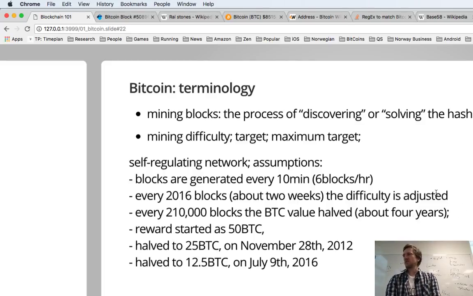So I never experienced the full award from the network, but then it got halved to 25, and now it's 12.5, and it changed in 2016. So roughly speaking, 2019, 2020, we will have the next halving.